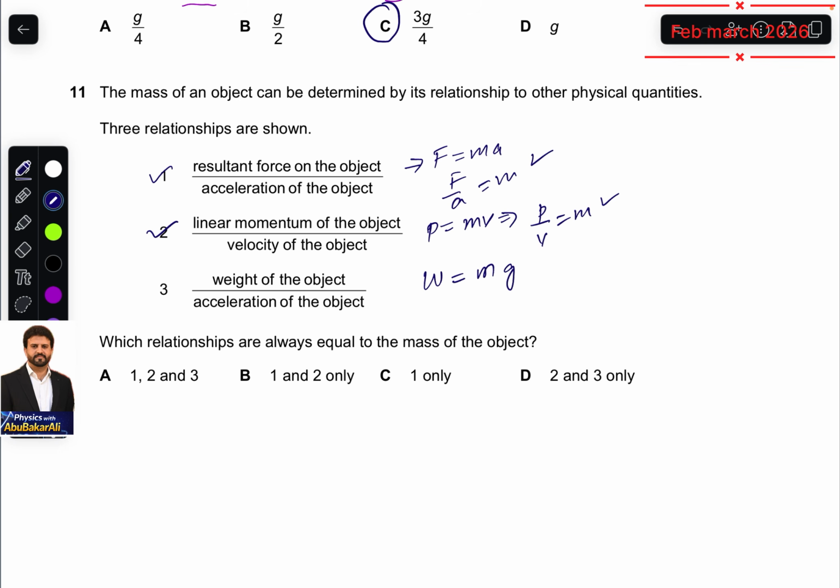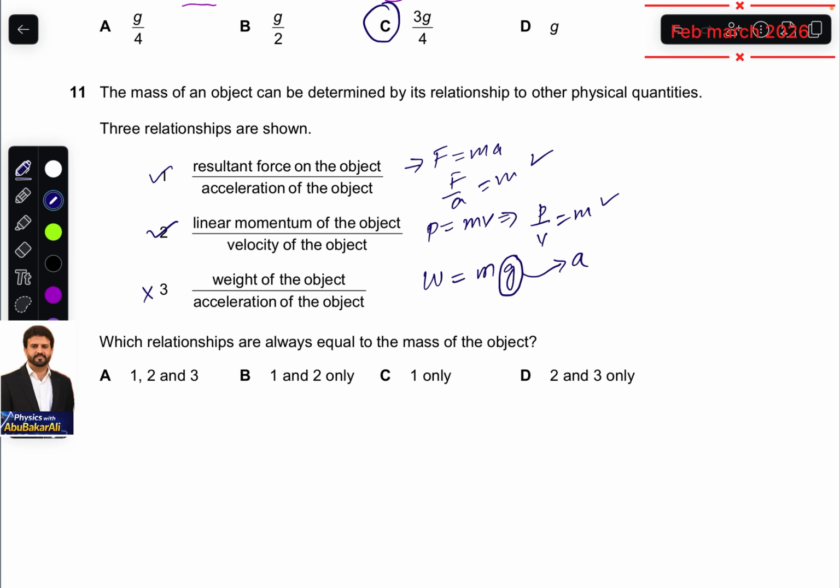There is a trick. This g is not necessarily equal to a. It can be equal to a if it is a free fall, right? But they haven't told us that the object is falling freely. Generically, you can't say that whatever the acceleration of the object is, if you divide it with its weight, you will get the mass. It's not true. So this is not the case.